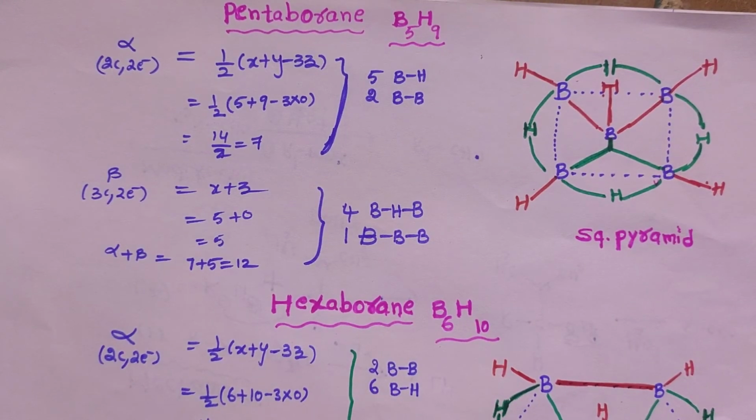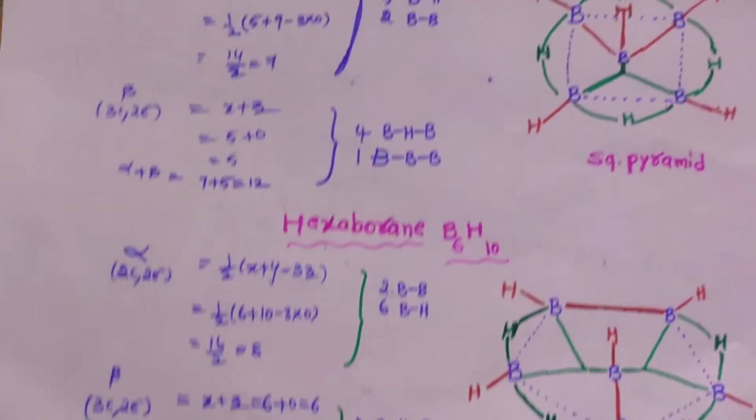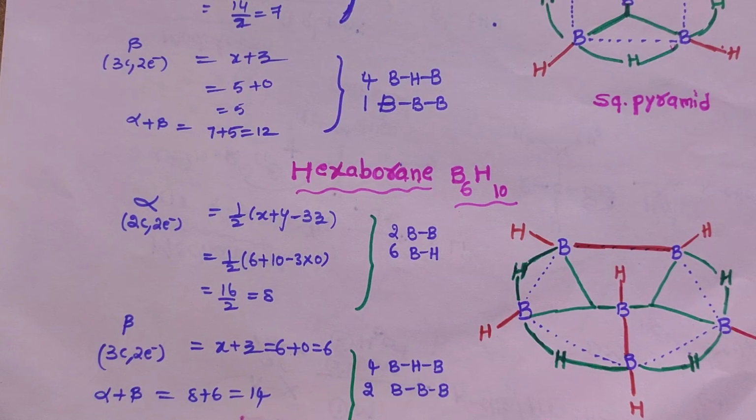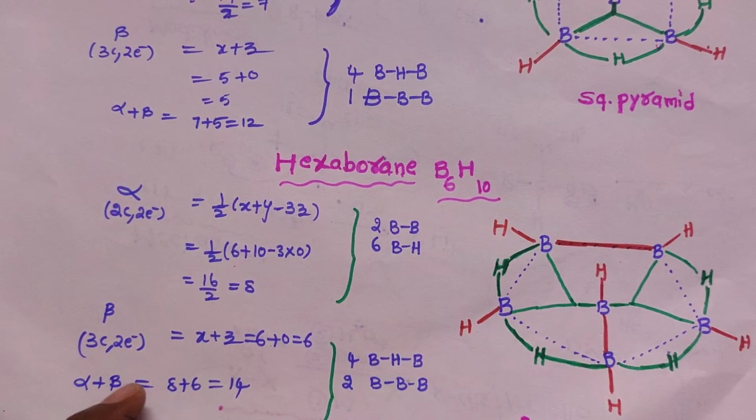Now we go for the structure of the hexaboron. Hexaboron formula is B6H10, and the number of the alpha bonds, that means 2 center 2 electron bonds, is half of 6 plus 10, that means 8. And the number of the beta bonds, that means 3 center 2 electron bonds, is 6. So the total number of bonds in hexaboron is 8 plus 6, that means 14.